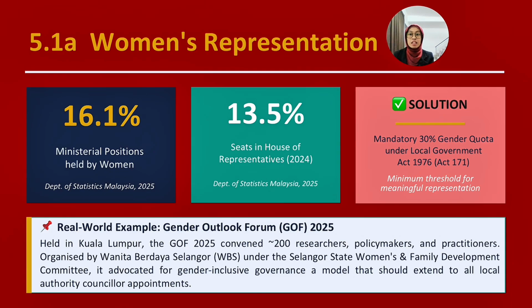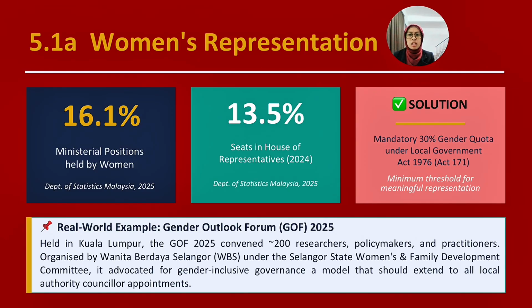First, let's take a look at inclusive representation. One of the major issues in the Malaysian local government system is that certain groups, particularly women, youth and minorities, are still underrepresented in local councils. As a result, the views and experiences of these groups may not be fully reflected in local decision making.